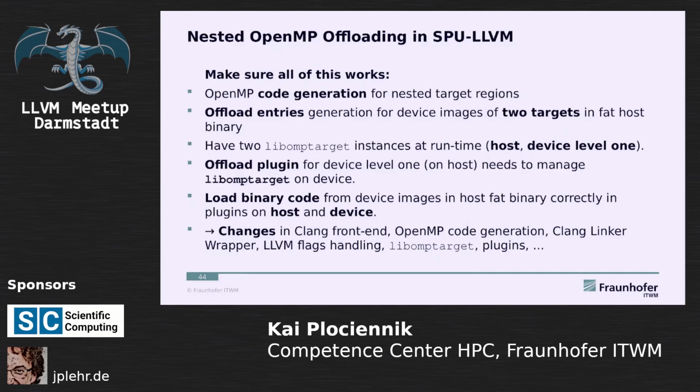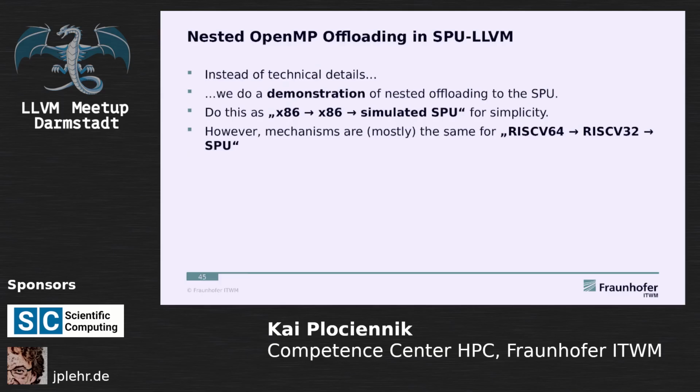You have 2 libomptarget instances at runtime on host and device level 1. The offload plugin for device level 1 needs to manage the libomptarget on the device. Also, the binary code from the fat binary has to be loaded correctly and distributed to the correct libomptarget instances. So lots of changes here that we needed to do. And instead of going into more slides or technical details, I'm doing a demonstration of this. I'm going to debug into the execution of a simple test program.